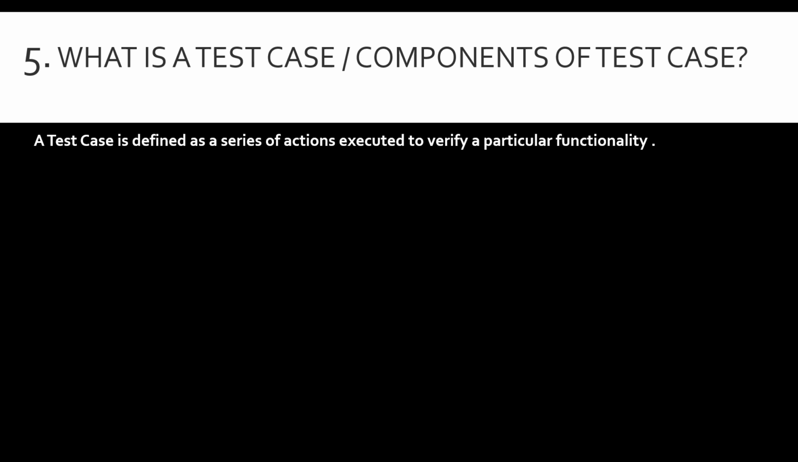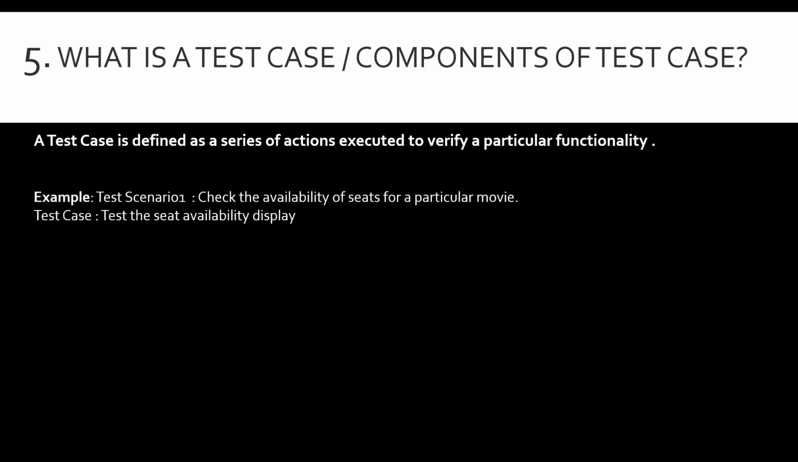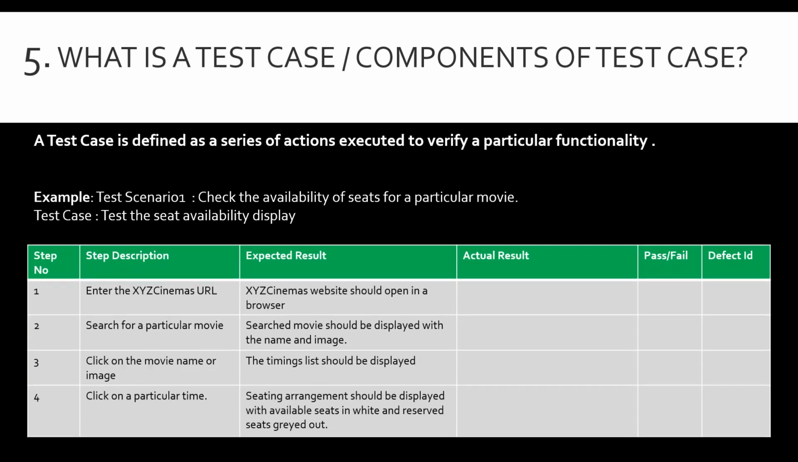Let's look at it using an example. If you look at the test scenario, which was check the availability of seats for a particular movie, let's see how a test case for it looks. There will be a test case name, which can be test the seat availability display, and then this table and the columns are pretty key here. It has the step number, description, expected result, actual result, pass, fail, and defect ID.